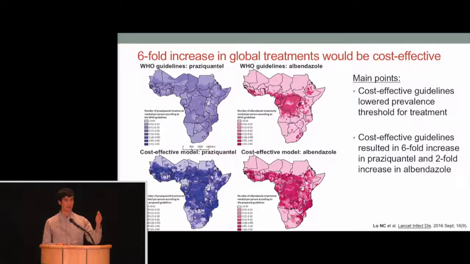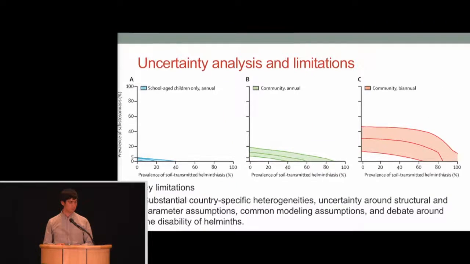Now you'll notice that the bottom maps are more dark, indicating a higher need for treatment. And in fact, we see under a cost-effectiveness model, substantial populations would receive treatment that wouldn't under current guidelines. So a multifold increase for both medicines.